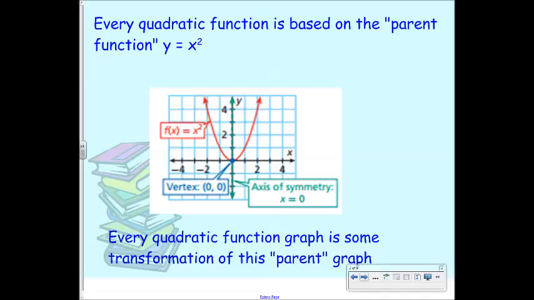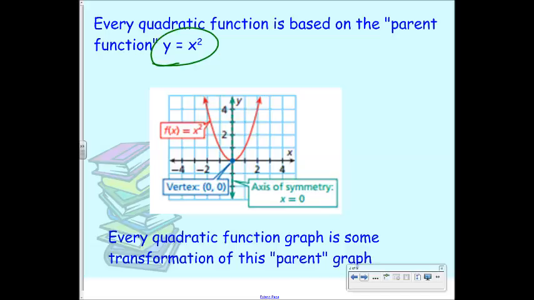So when we're talking about transforming a quadratic function, we're talking about changing it from the parent function. So remember, the parent function is y equals x squared, because that's our basic quadratic function. And that one starts where? At 0. It starts right at the origin.